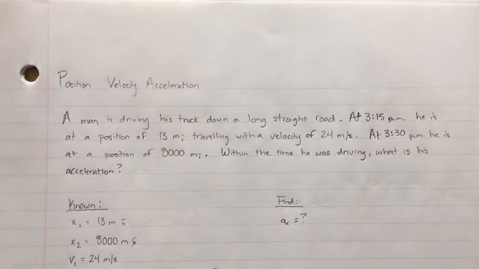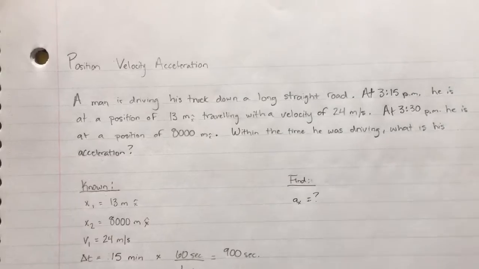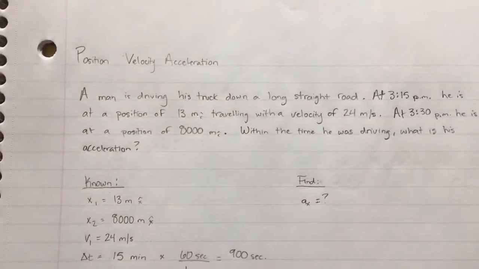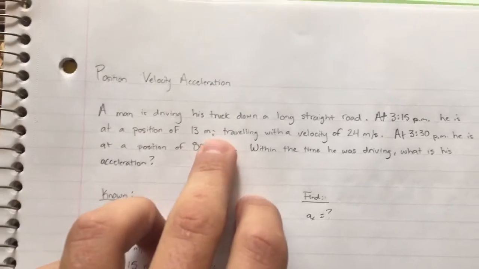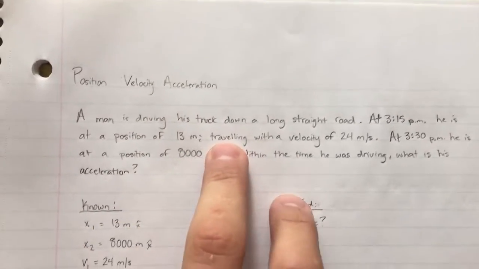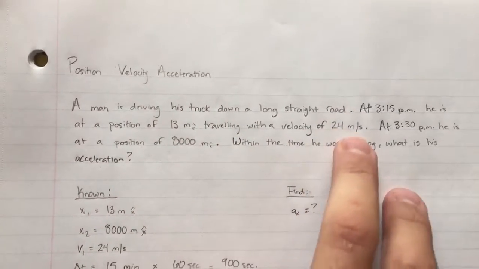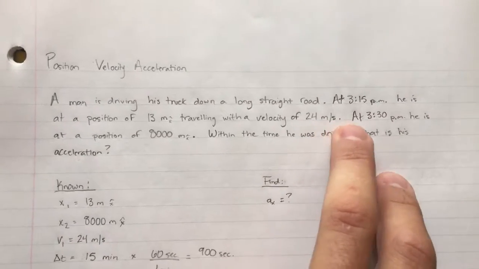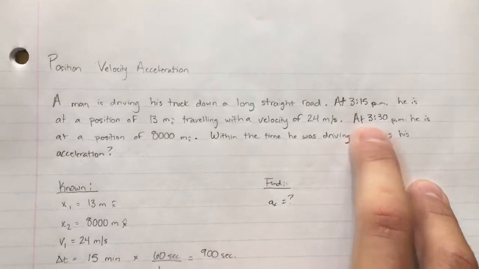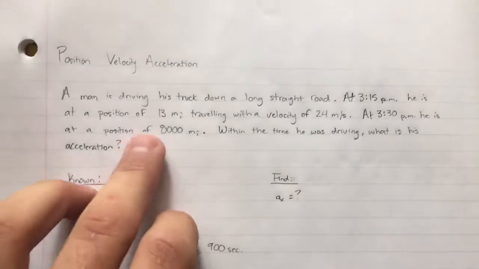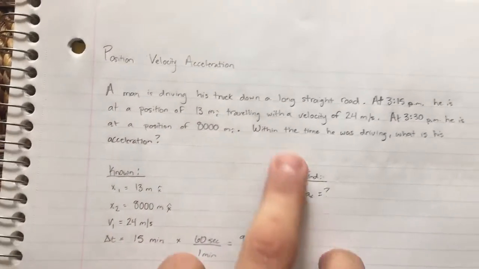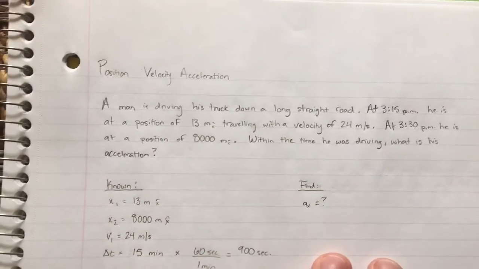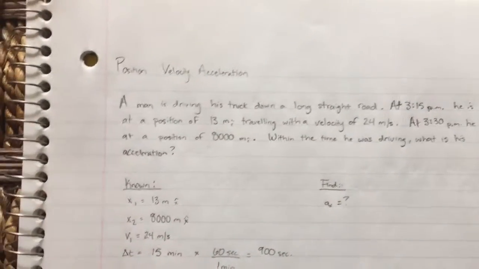At 3:15 p.m., he is at a position of 13 meters per second. Oh, I'm sorry, at a position of 13 meters in the x direction. He's traveling with a velocity of 24 meters per second. And then at 3:30 p.m., he's at a position of 8,000 meters in the x position. So within the time he was driving, what is his acceleration?